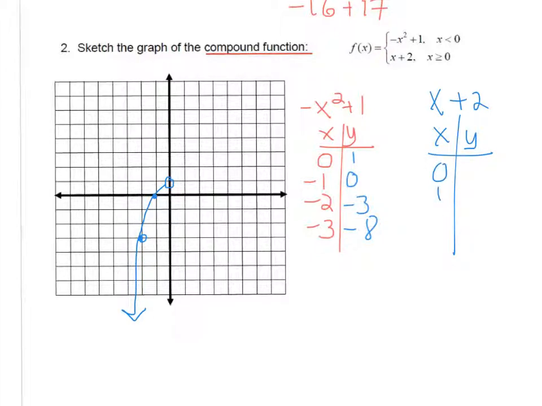We want greater than or equal to 0. So plotting those points. And it's a ray. And there's our graph.